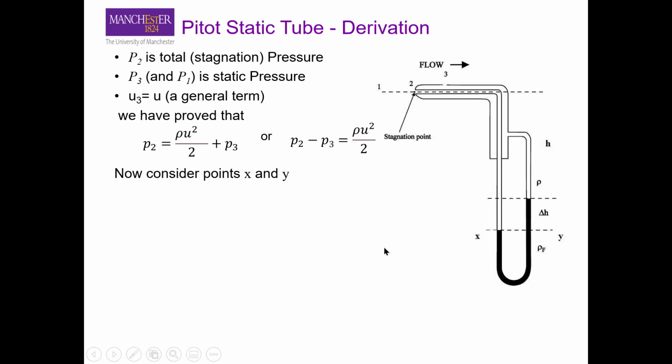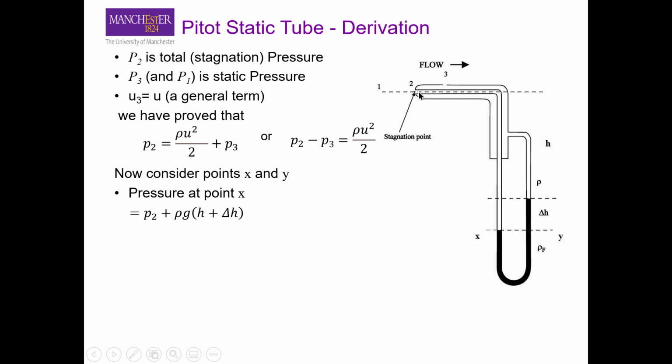Now we can also perform a pressure balance on this device, for example, across X and Y, like we did, for example, in lecture 2 for manometers. So we know that the pressure at point X should be equal to the pressure that is, for example, because this leg is connected with the inner tube.